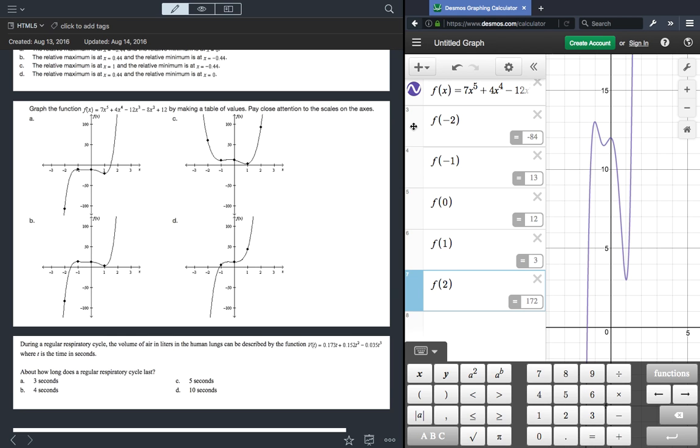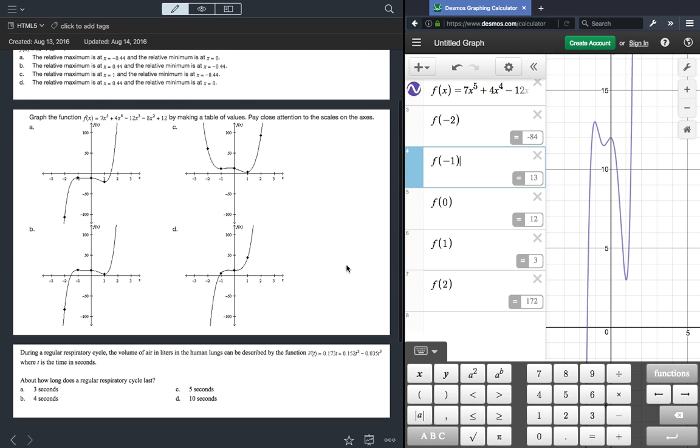And I look at -1, and at -1 here it says 13. So at that point I know it's B. It's got to be B because A is below the x-axis at -1. So that's really the way to do it.